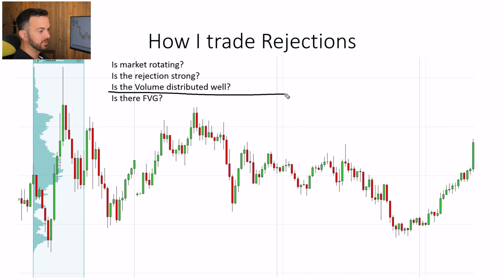Are the volumes distributed well? We have a clear volume cluster in here. Below that, a low volume zone. So yeah, volumes are distributed well.